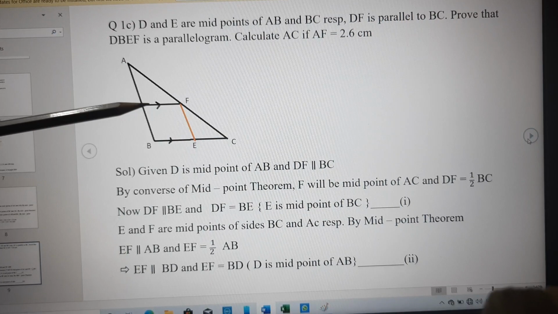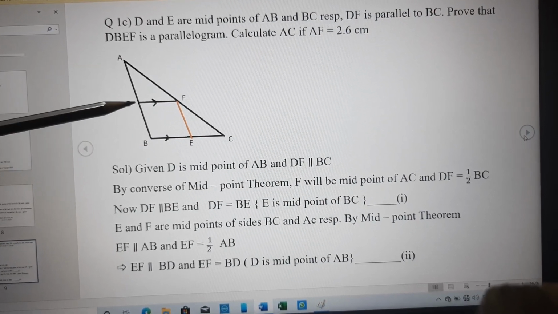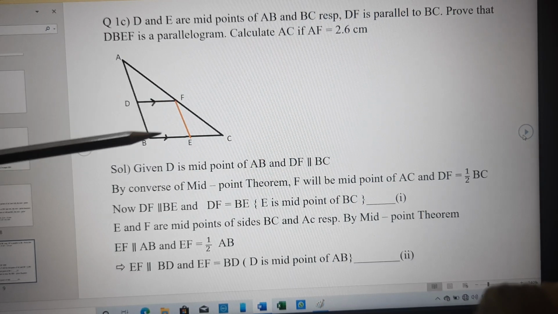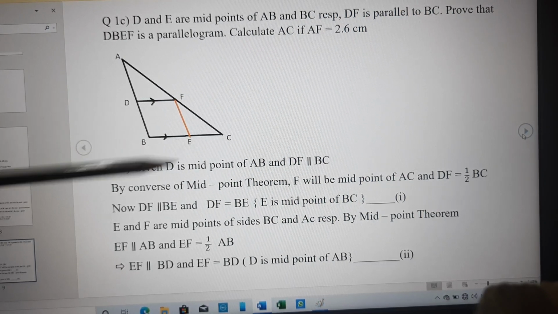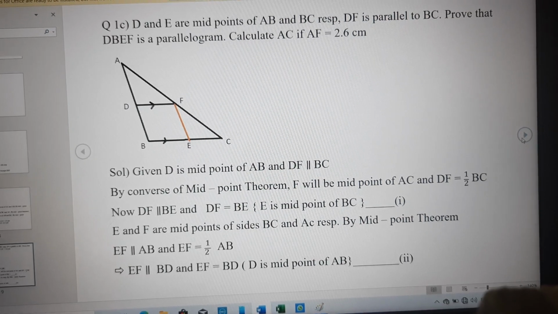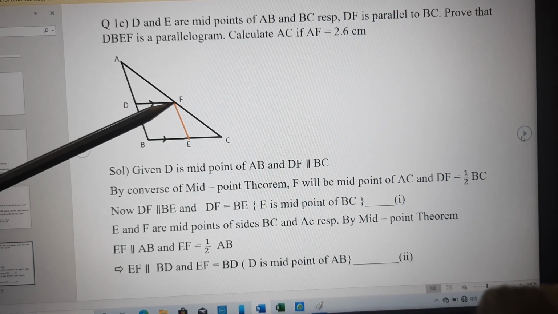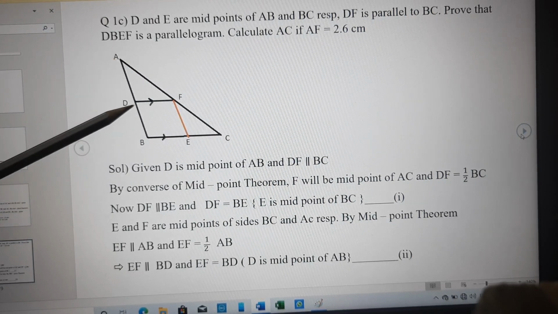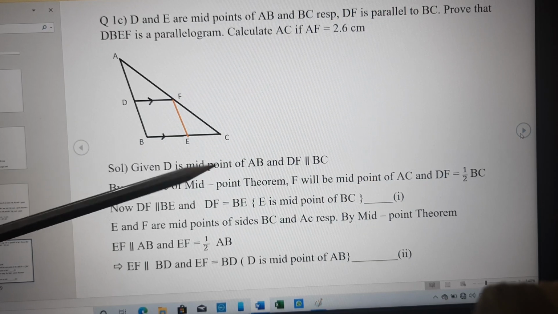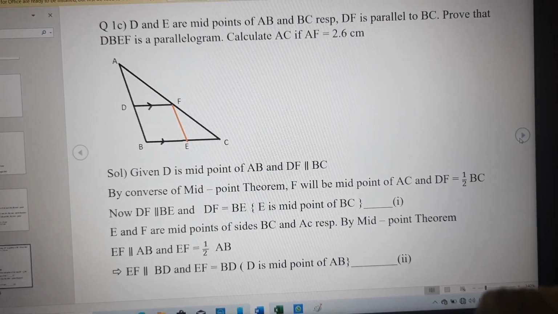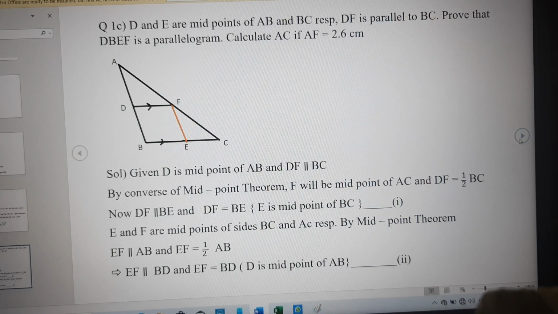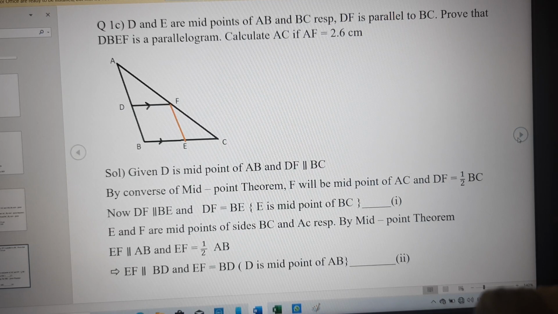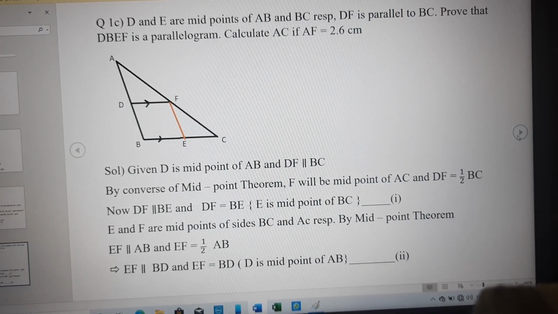That in triangle ABC, D is the midpoint of AB and DF is parallel to BC. Line segment passing through point D, DF, is parallel to the opposite base BC. This means by the converse of the midpoint theorem, F will become the midpoint of line segment AC and DF is equal to half of BC. Clear? DF is equal to half of BC. And we'll write it. Now, DF becomes half of BC. That's what is shown here.